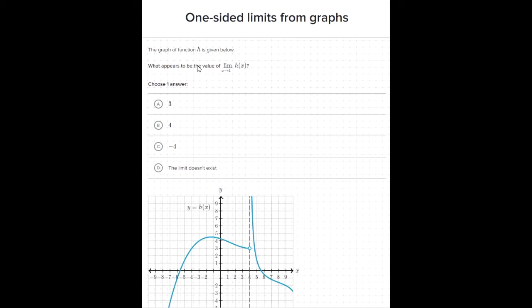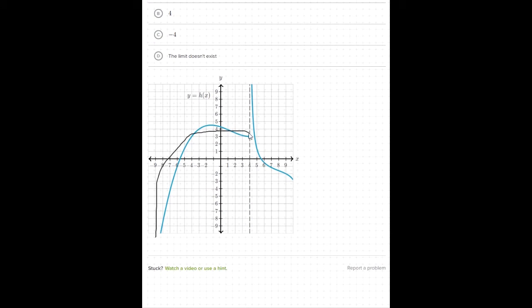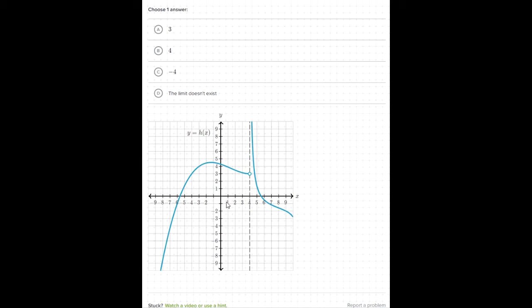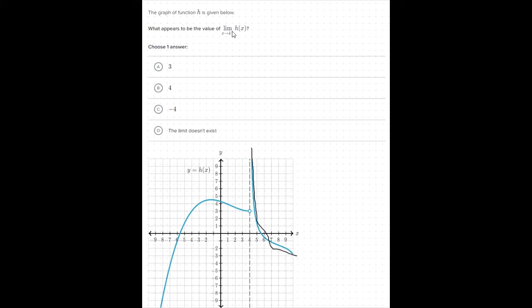For this one, the graph of function h is given below. What appears to be the value of the limit of h of x as x approaches 4 from the left? Why? Because there's a minus sign right there, minus from the left. And we see from the left is going this side. The answers here are 3, 4, -4, or the limit does not exist. Just quickly, since this side is the asymptote, if it seems to be approaching infinity, the limit would not exist. So if this were from the right, the answer would be the limit does not exist.